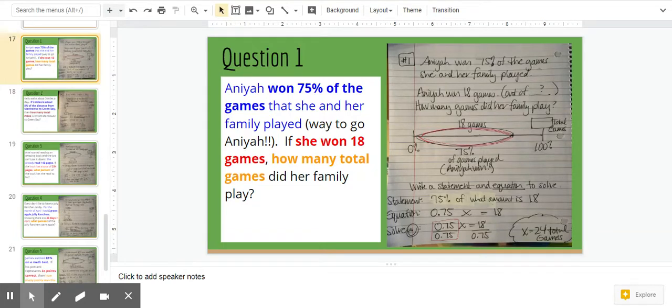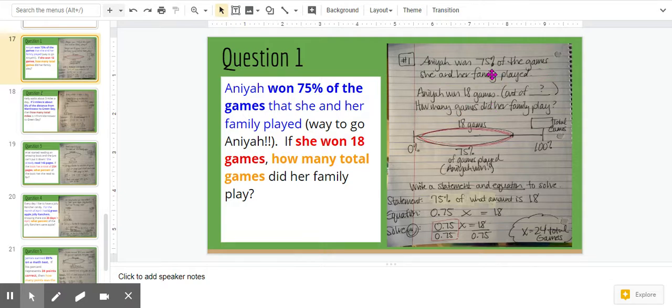Anaya won 75% of the games that she and her family played. Way to go, Anaya. If she won 18 games, how many total games did her family play? Well, Anaya won 75% of the games that they played. And Anaya won 18 games.